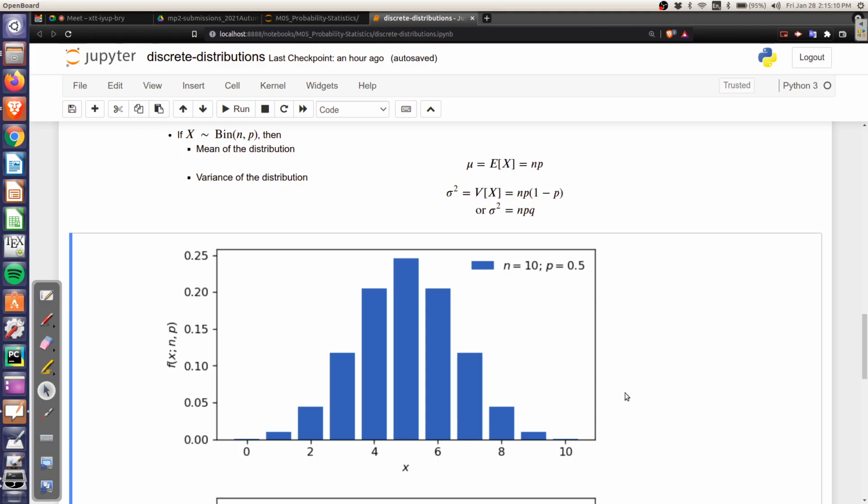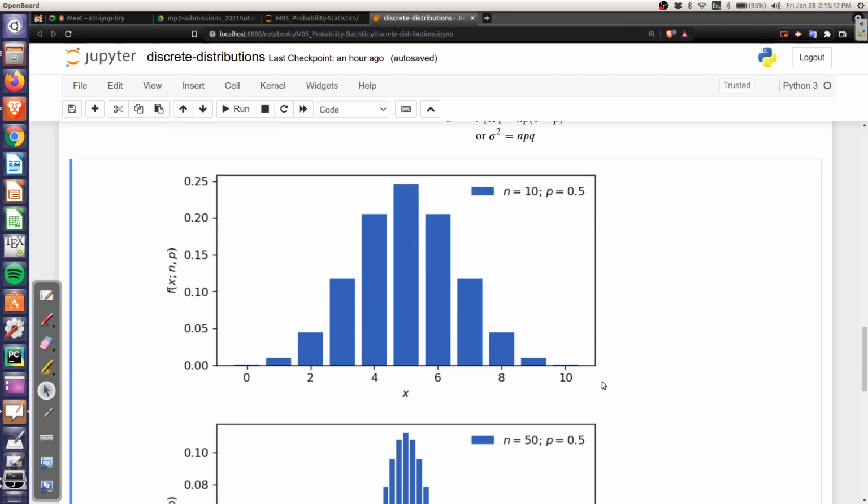Let's say I increase the number of trials to 50. Then where do you expect the mean to be? In case I make the number of trials 50, the probability of success is still 0.5, but the number of trials is 50. In this case, what is the average number of tails that you will get out of 50? Anyone?